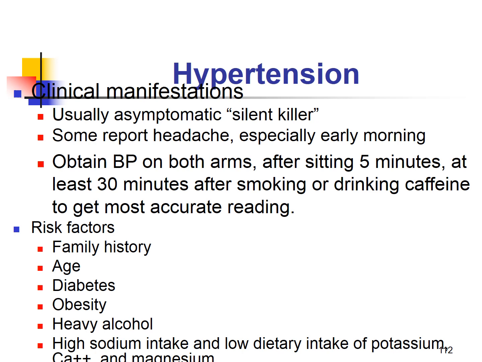Want to make sure that we have the right cuff. There are some risk factors: family history, age, diabetes, obesity, heavy alcohol, high sodium intake, and low dietary intake of potassium. Because remember the sodium potassium pump, so they help balance each other out. But if you're only taking one of it, not the other, then you have more excess of one. All right? Calcium and magnesium.